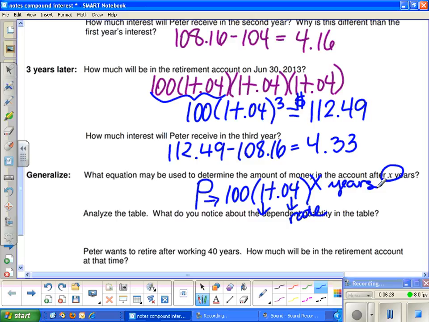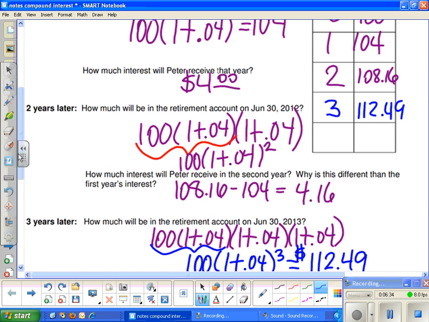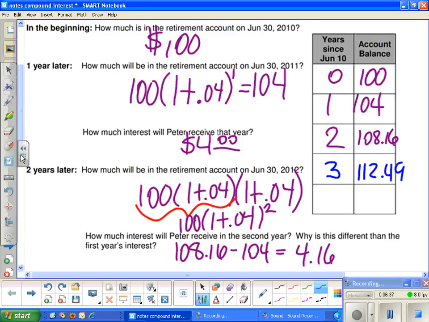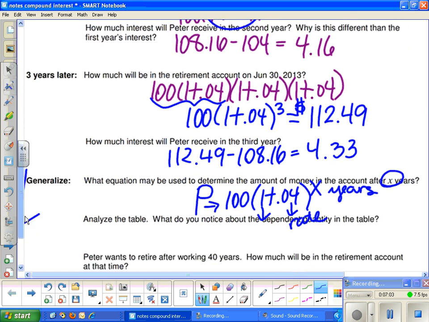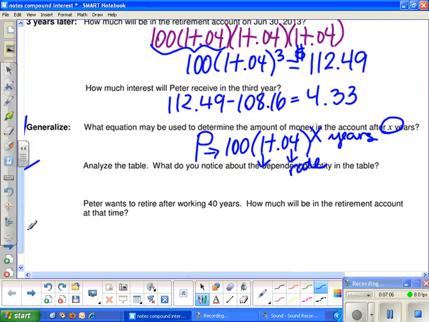If you look at the next question, it says, what do you notice about the dependent quantity? If you divide all of your y values up here, what are all of these changing by? Divide 104 by 100, 108 by 104. What's the difference? 1.04, which is our rate plus 1, in the middle. So it's not a coincidence. It should happen. So if he's going to have 40 years, how much will be in the retirement account at that time? Let's use our formula.